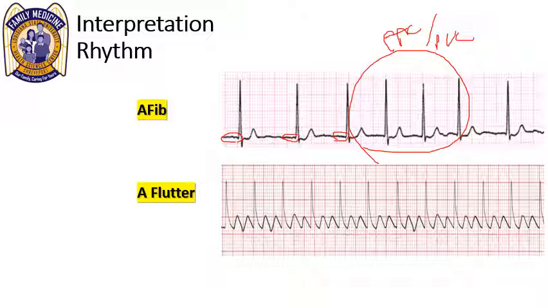So now this right here, you can see that you have fibrillatory waves. This is AFib, and you can see that we have this irregular rhythm right here in the middle. Go into the A-flutter section, you see we have sawtooth waves.